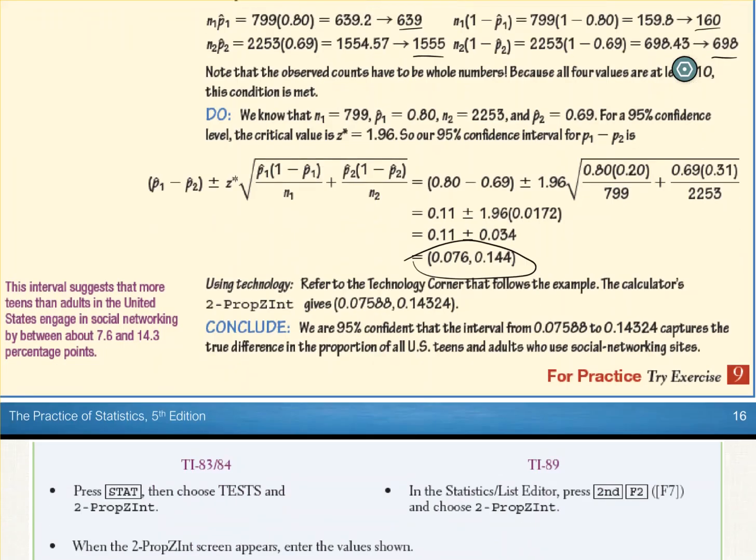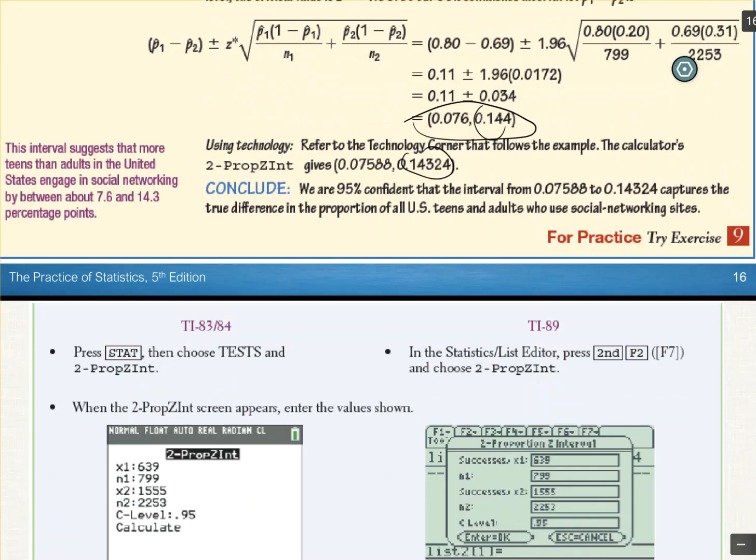So again, that's basically saying that there's between a 7.6% and a 14.3% or 14.4% difference, depending on whether we use this number or this number. There's about that much difference between teens that use social networking and adults that use social networking.